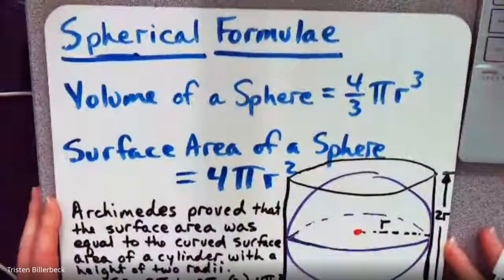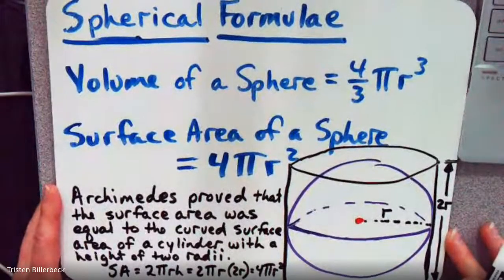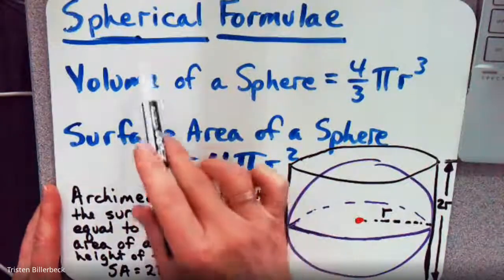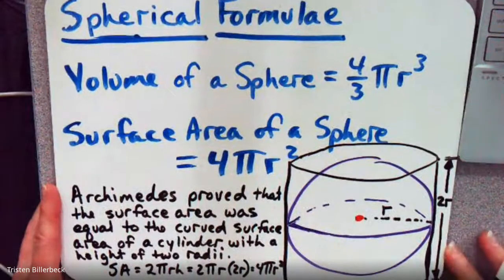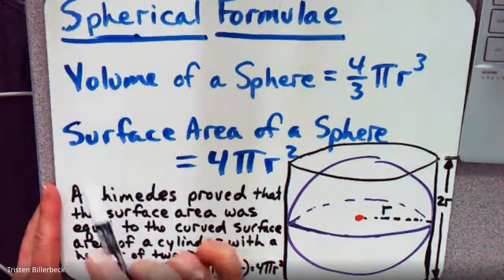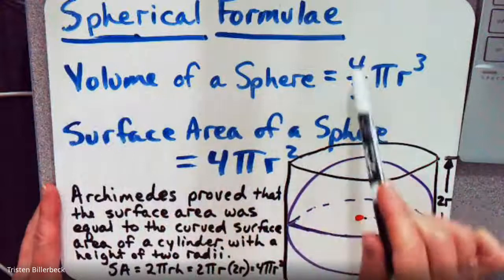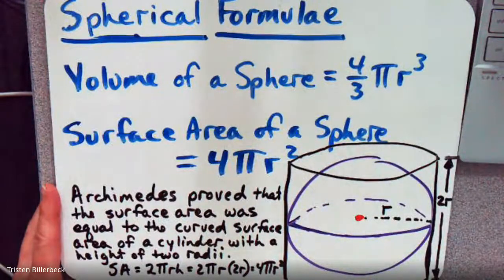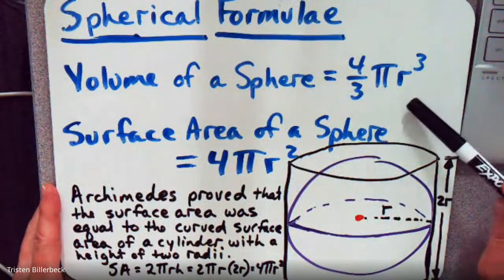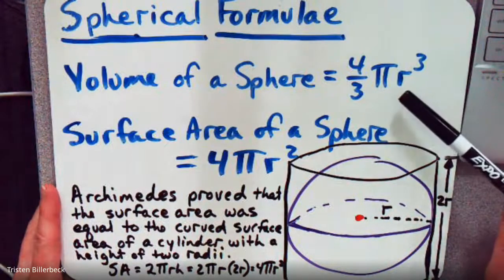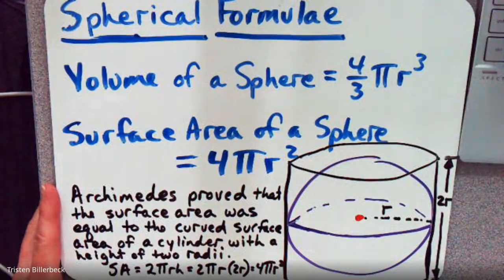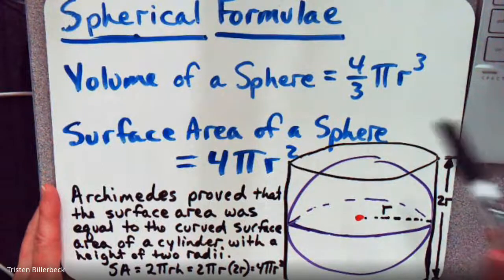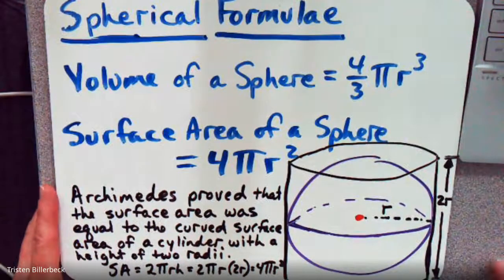All right, let's look at some formulae. Formulae is plural for formula. So spherical formulae, spherical is just the adjective of sphere. Okay, the spherical formulae, our volume of a sphere is 4/3 pi r cubed. So that's derived from subtracting a cone from a hemisphere, and then what you have left you double. So that's how that came about.